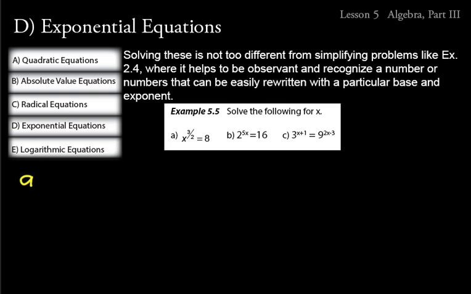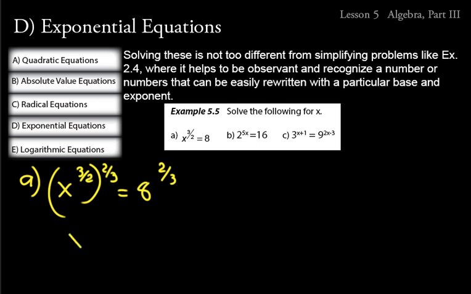So for A, to get rid of the 3/2 exponent, we could multiply both sides by the power of 2/3, right? We could raise both sides to the 2/3 power. So let's do that. X to the 3/2 to the 2/3 power. And we have to do the same thing to the other side. We can't just leave the other side as 8. We have to say 8 to the 2/3 power. So that means we have on the left x to the 1, right? Because 3/2 times 2/3 equals 1. So now we have x.